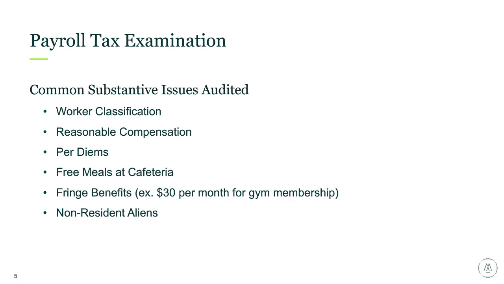Susan, can you talk to us about what the IRS has been doing lately? Sure. Thanks, Tracy. Good morning, everyone. So we're going to spend just a couple of moments and talk about payroll tax examinations and really what's happening out there in the landscape. And this is a very active area for the IRS at this point in time. They're really focusing on these ideas right here for worker classification, reasonable comp, per diems, free meals, cafeteria, fringe benefits, and non-resident alien taxation. And some of these, of course, have been impacted by the Tax Cuts and Jobs Act.